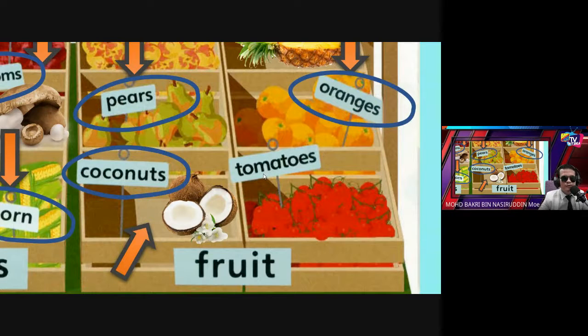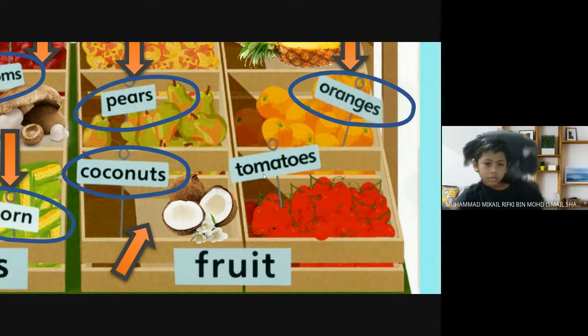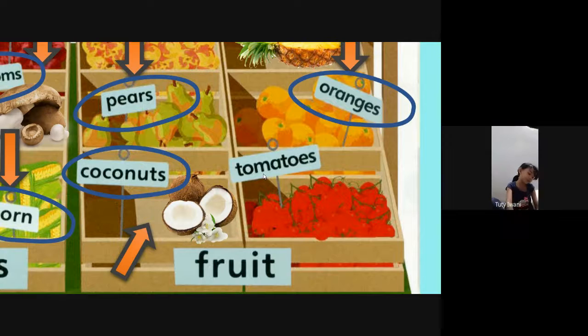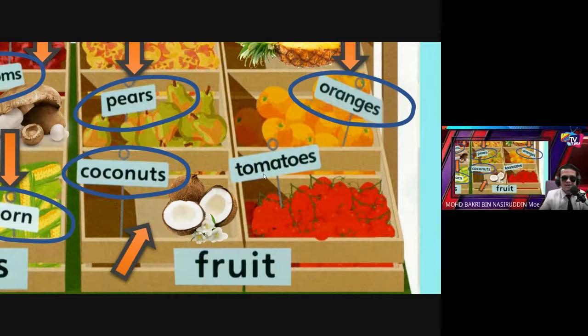Biasa kita sebut tomato. Tapi sebutan bahasa Inggeris yang betul untuk British accent, tomatoes. Yes, tomatoes. Tapi sebenarnya kalau British accent, kita sebut tomatoes. Okay, one by one. Hafi, say tomatoes. Tomatoes. Very good. Okay. Tuti Iwani, can you say tomatoes? Tomatoes. Okay, very good.